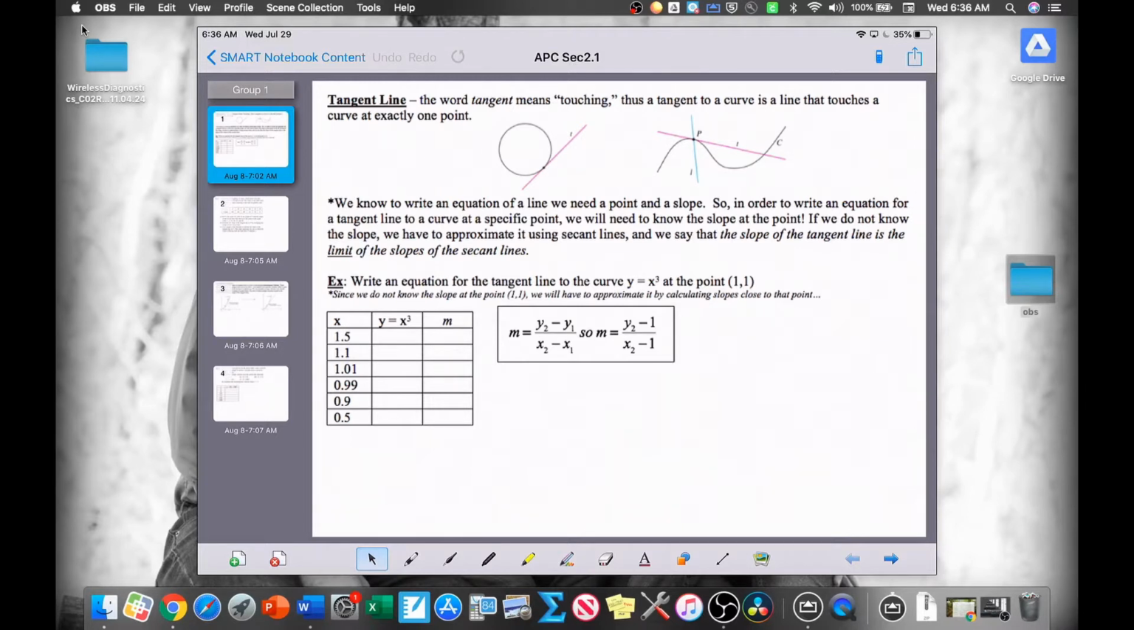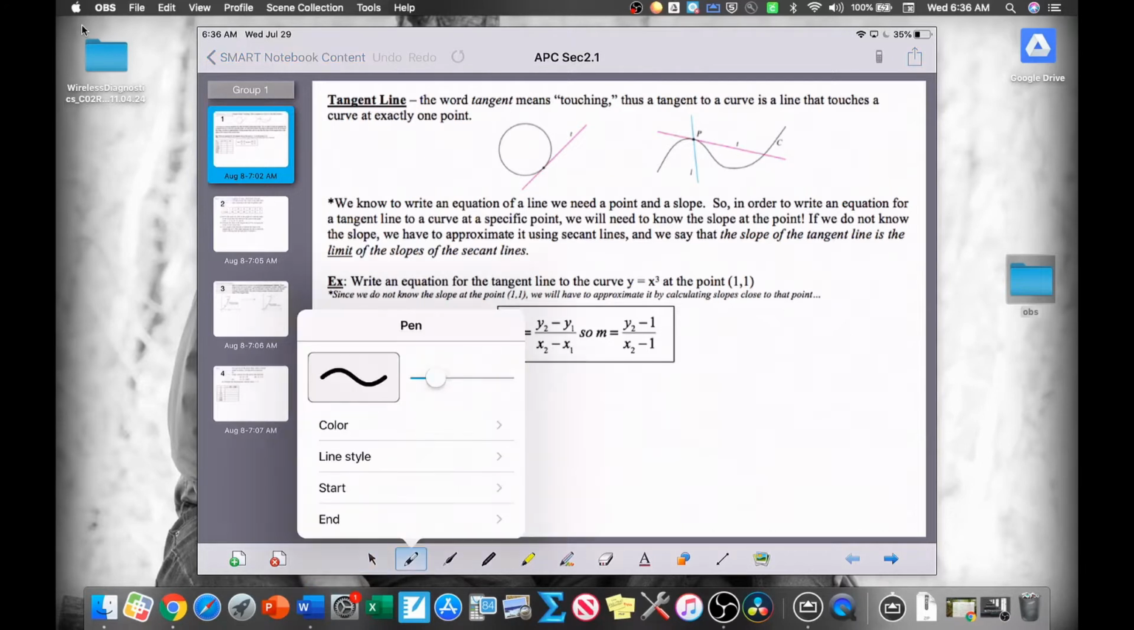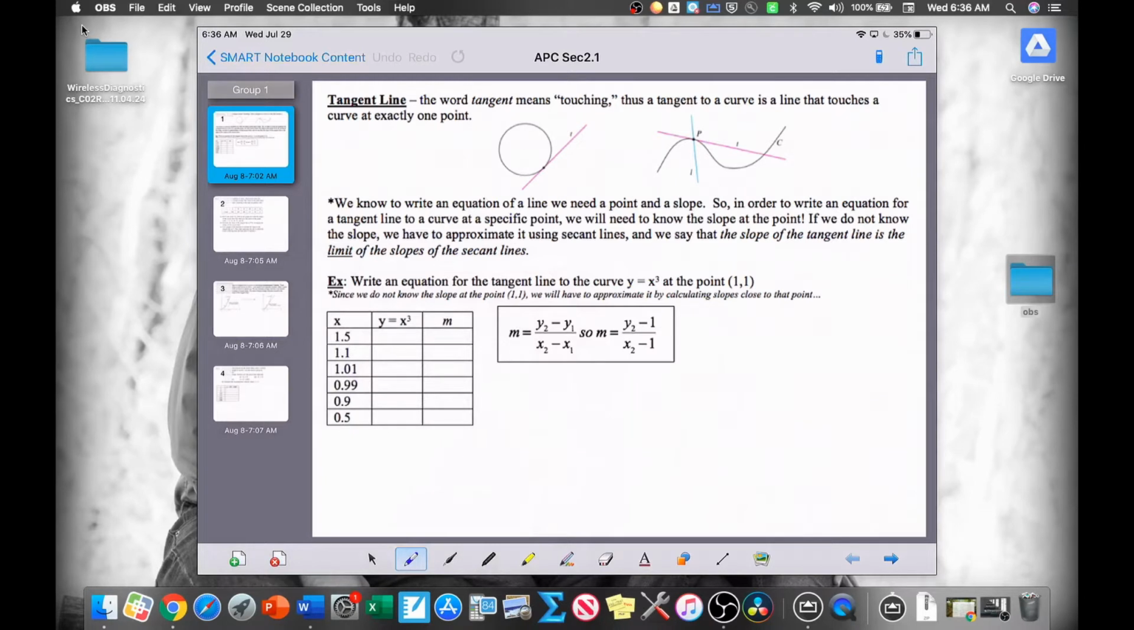at exactly one point. So when we look at the two pictures that are given here, the first one is a circle with a line, and you can see that this line right here is tangent to this circle at this one point, and we usually call our point of tangency in calculus P. And in the second example, you can see that we have another curve and we have a line that is tangent to the curve, again, at that one spot, which we are going to call P.